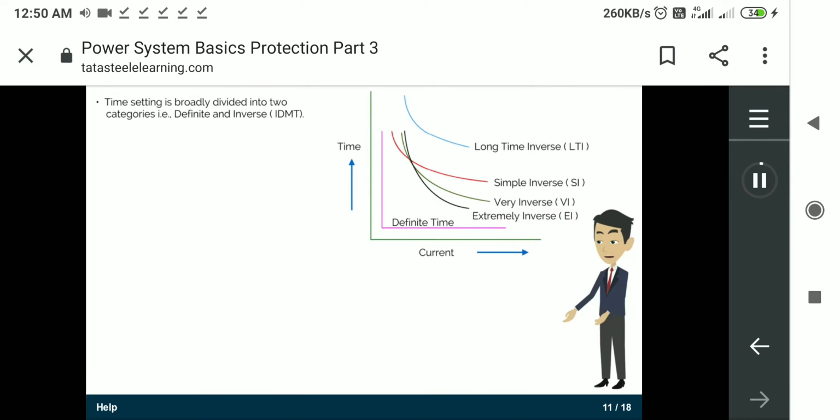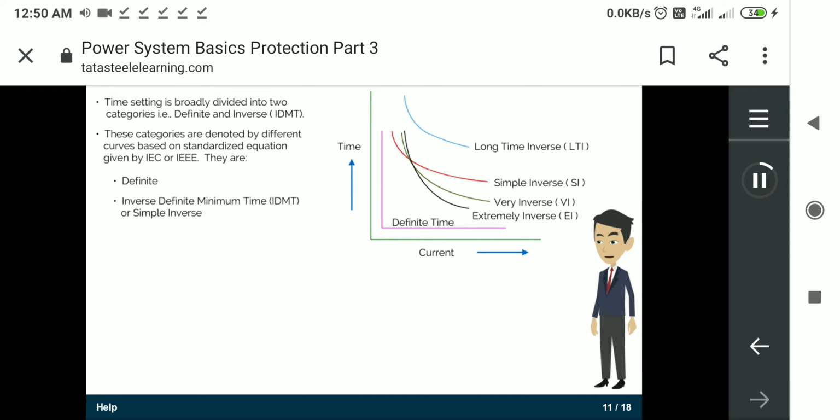Time setting is broadly divided into two categories, that is, definite and inverse, IDMT. These categories are denoted by different curves based on standardized equation given by IEC or IEEE. They are definite, inverse definite minimum time or IDMT, also called simple inverse, very inverse and extremely inverse.